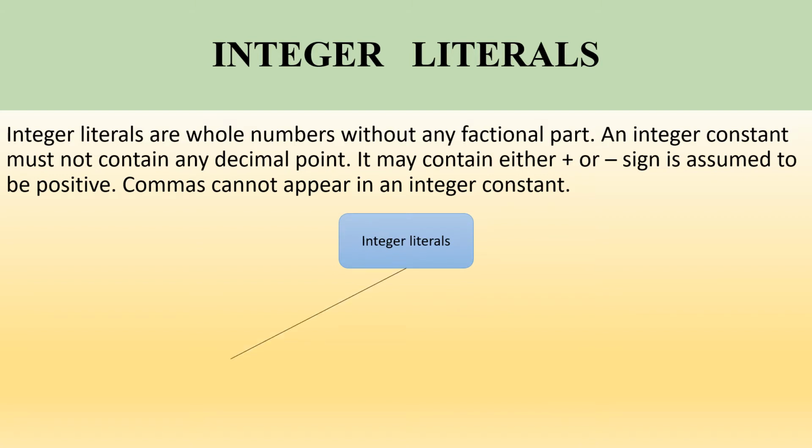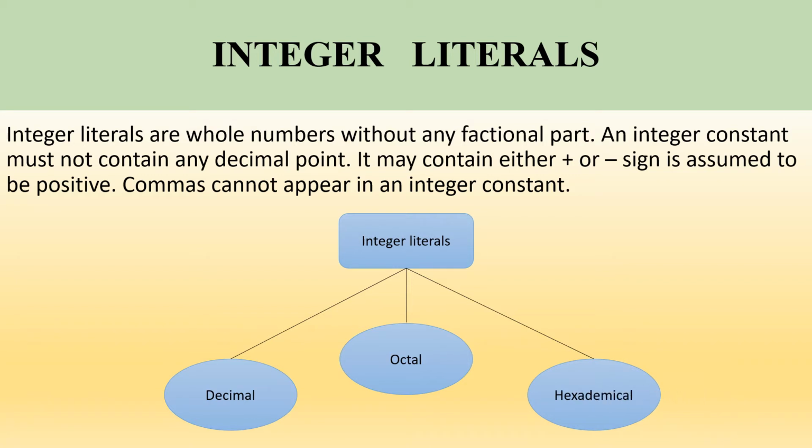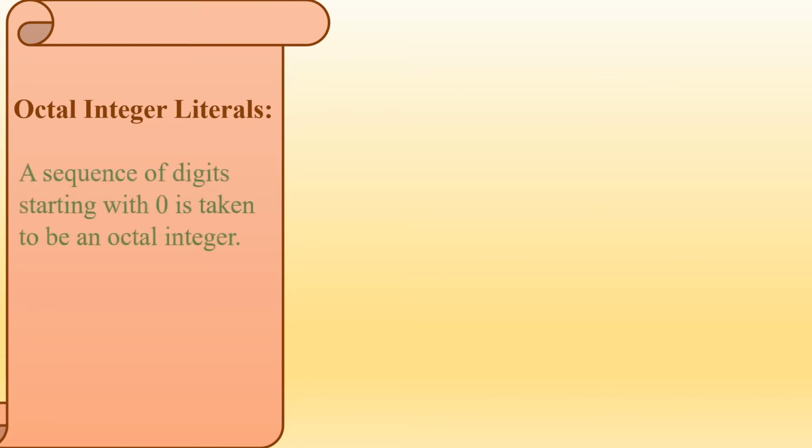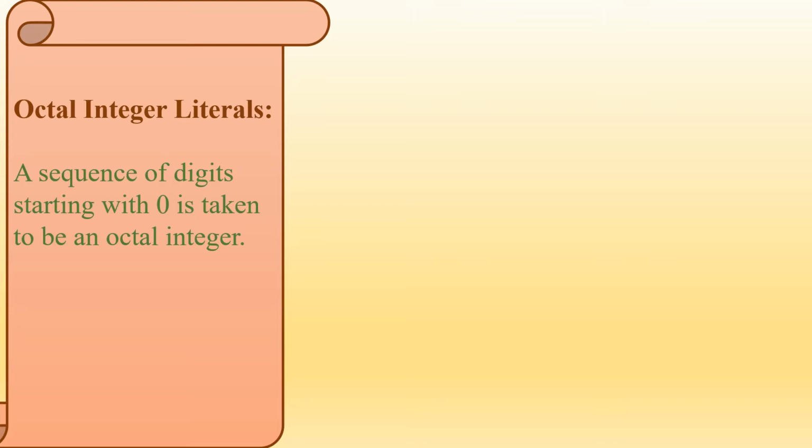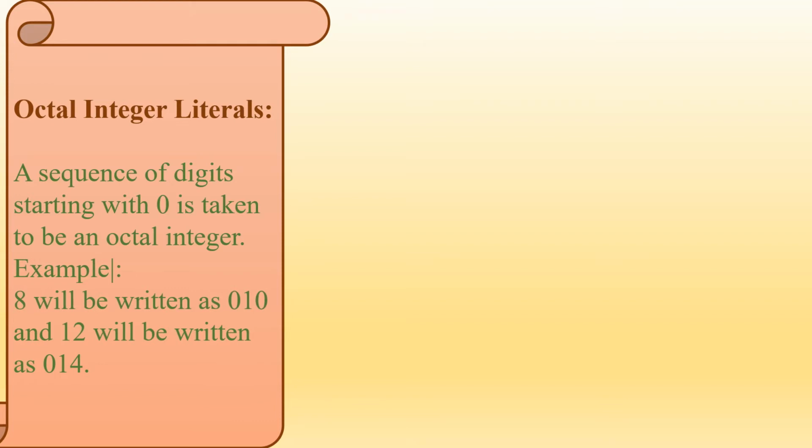Then integer literals are of three types: decimal integer literals, octal integer literals, and hexadecimal integer literals. So let's start with them one by one. First one is octal integer literal. Any number which starts with 0 is known as octal integer literal. Just for example, 8 can be written as 010 in octal and 12 is written as 014 in octal. So every number which starts with 0 is an octal integer literal.